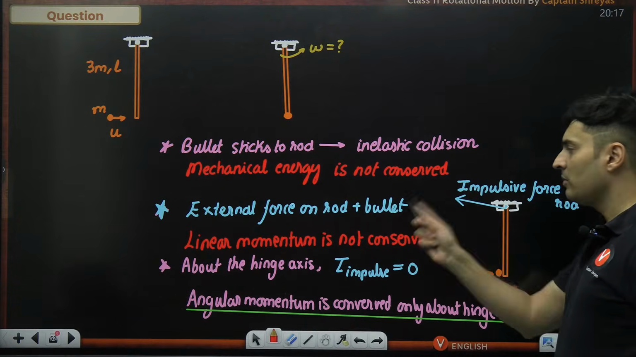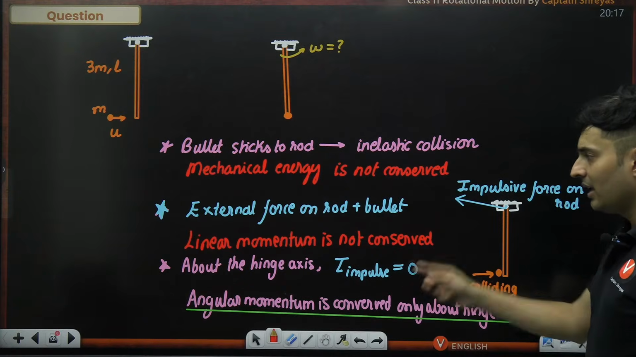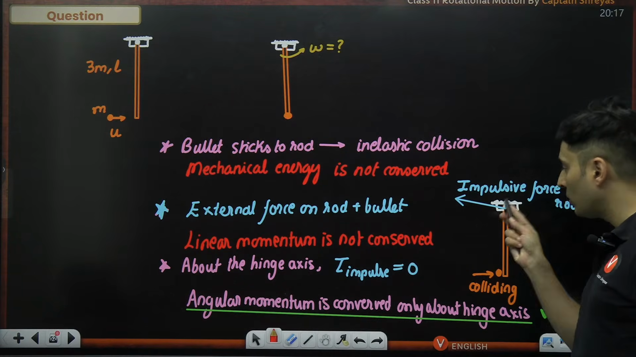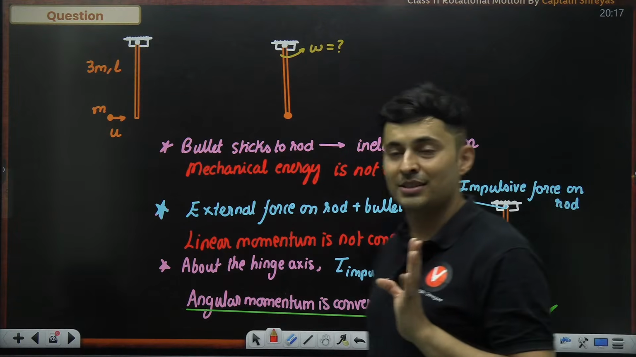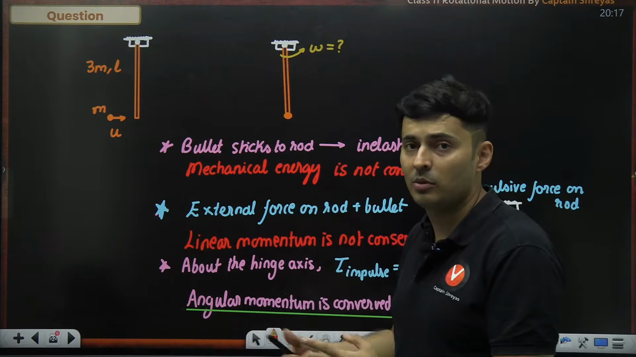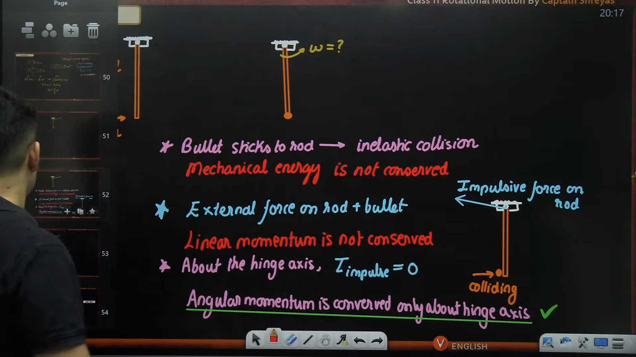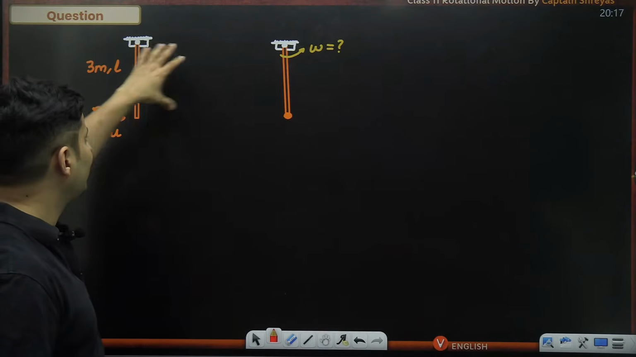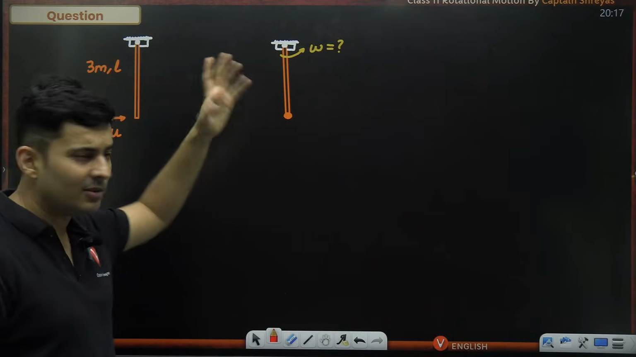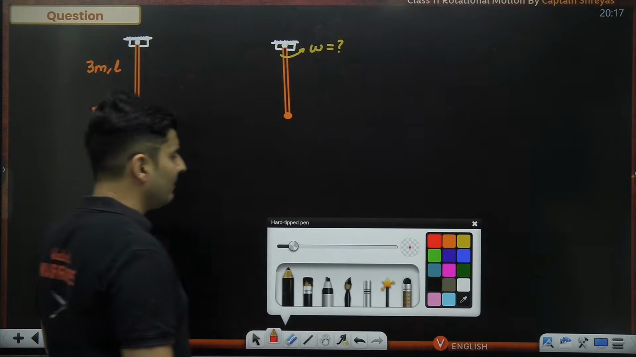Why is linear momentum also not conserved? Because force is there. And angular momentum is only conserved about a special point, not all points. Usually it is very simple, but this is a tricky problem. So now let's figure out what the moment of inertia is before, what it is afterwards, and all of that. And then we can conserve it very easily.